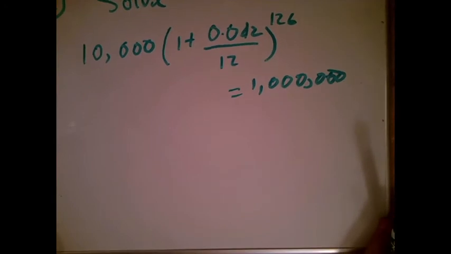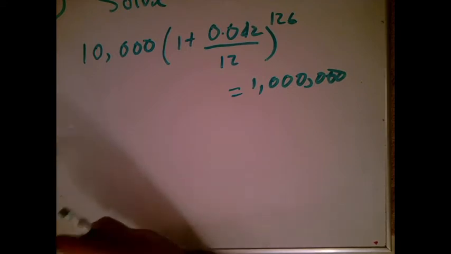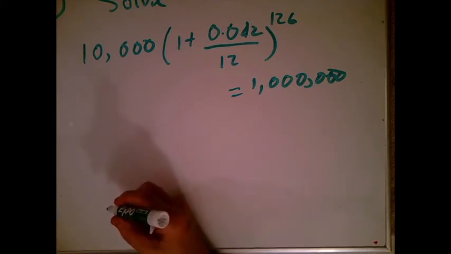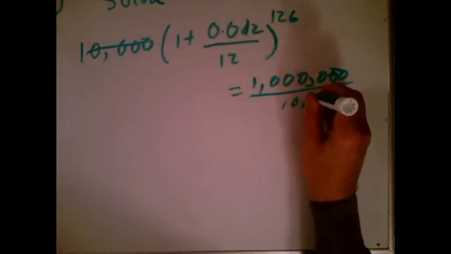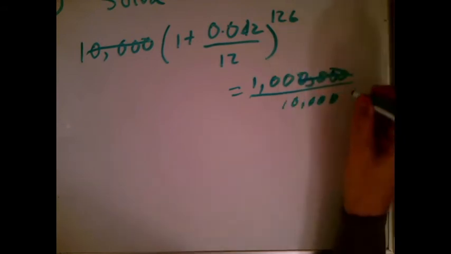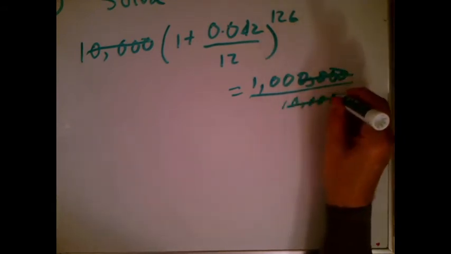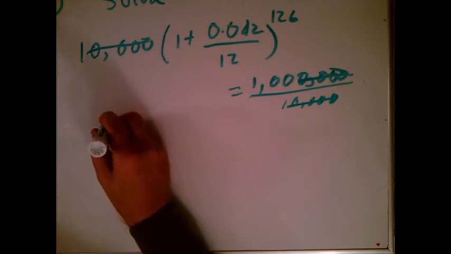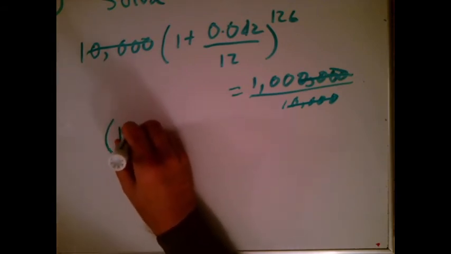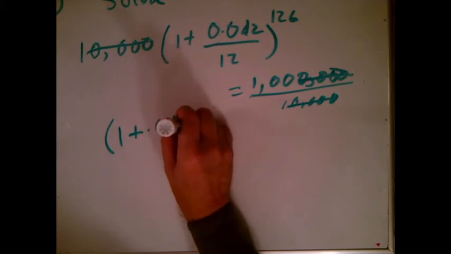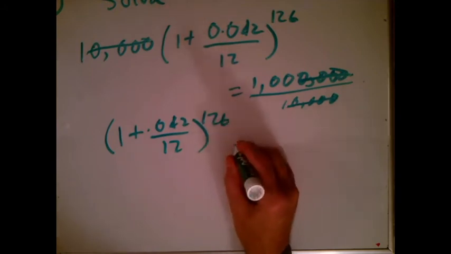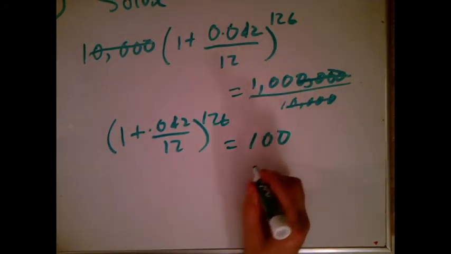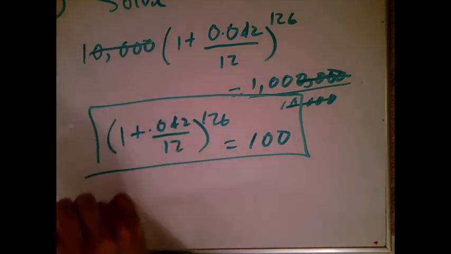Now how do we do this? I don't want to just take logs of both sides because that 10,000 is going to be a mess. So what I'm going to do first is divide both sides by 10,000. If I divide this side by 10,000, the 10,000 goes away. If I divide this side by 10,000, 4 zeros go away here, 4 zeros go away here, and I get 100. So that's not so bad. I get 1 plus 0.042 over 12 to the 12t equals 100. And that's the equation that we need to solve right now.